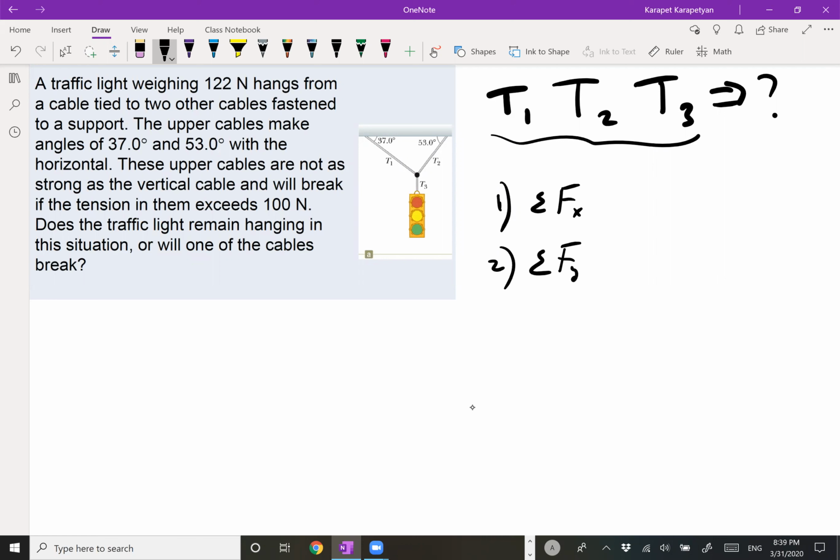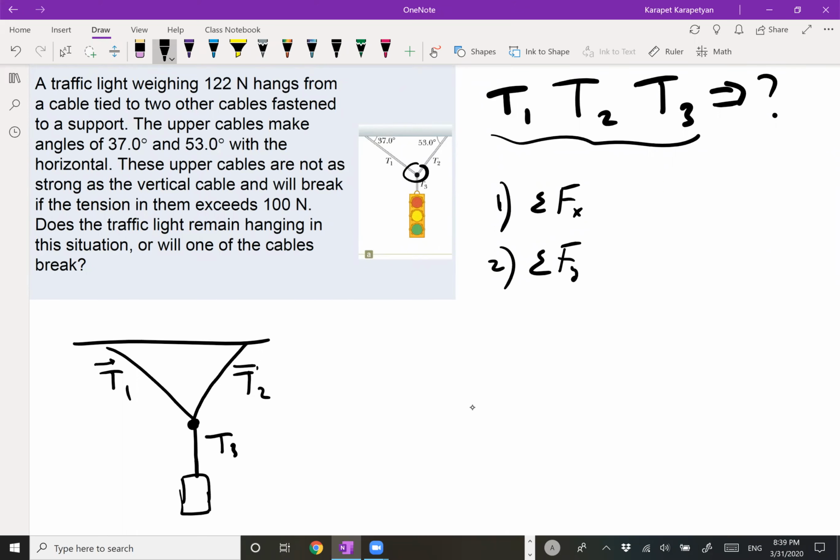But it's not that difficult to take this particular example and break it down into two systems. So here's what we have: tension 1, tension 2, and this is the support point that connects the three tensions together. And here's the traffic light. What I'm going to do is break it down into two systems. Here's going to be system 1, and here's going to be system 2.